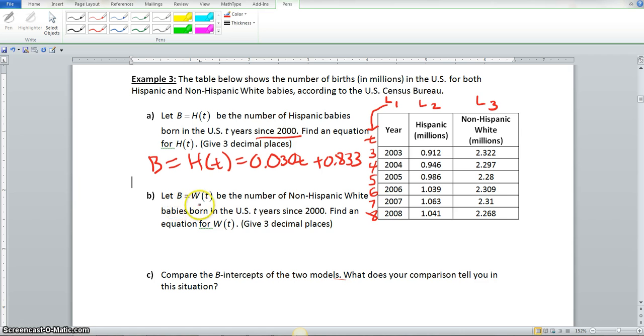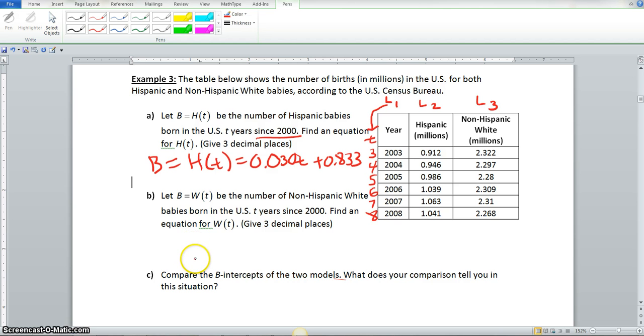It says let b equals w of t be the number of non-Hispanic white babies born in the U.S. t years since 2000. Find an equation for w of t. Now, what will happen here is you will use a column for L1, which is 3, 4, 5, 6, 7, 8, and you also will use L3 with the non-Hispanic white babies. You do not use L2.